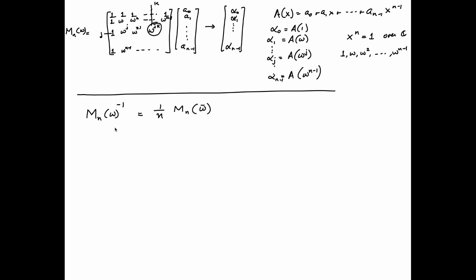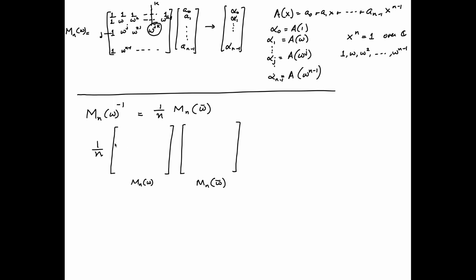So let's see how would we show this? What we would do is we'd multiply these matrices together. So we take M sub n of omega, and we take M sub n of omega bar, and we'd multiply them out. And of course, we want times 1 over n because that's what we are claiming. It's 1 over n times M sub n of omega bar.